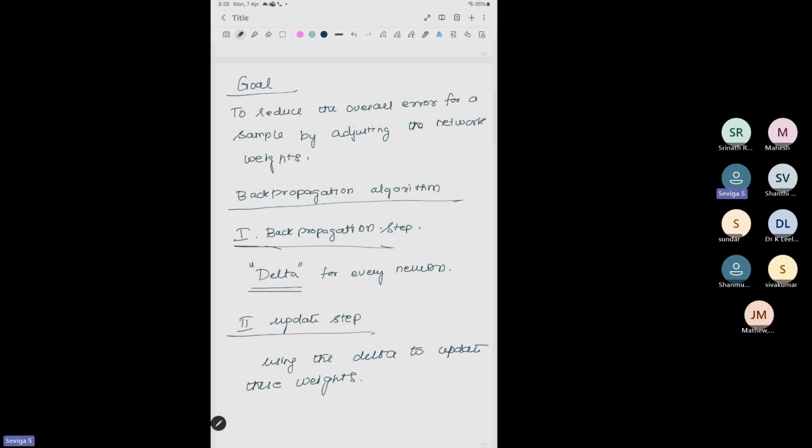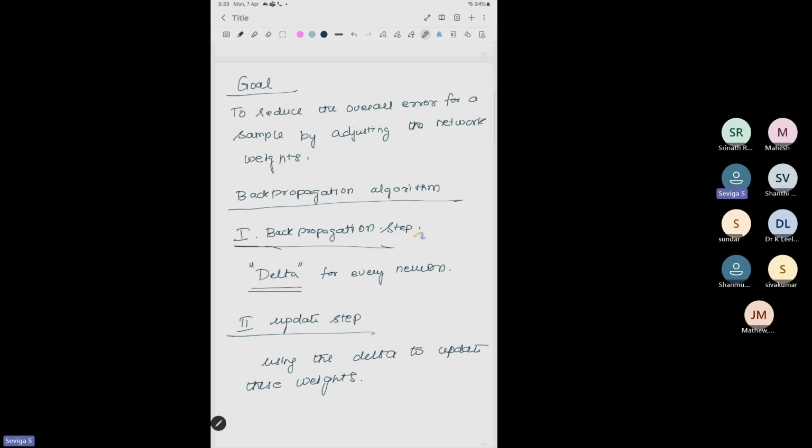So using these delta values, we will update the weights of the neuron. Our goal is to reduce error for every sample. How are we going to reduce the error for every sample? By adjusting the network weights. The process of doing this is called the backpropagation algorithm.